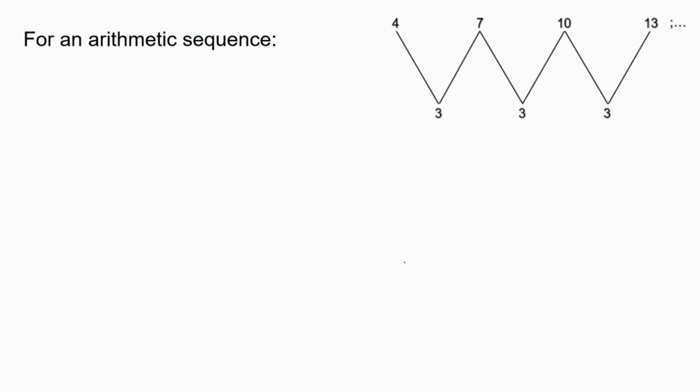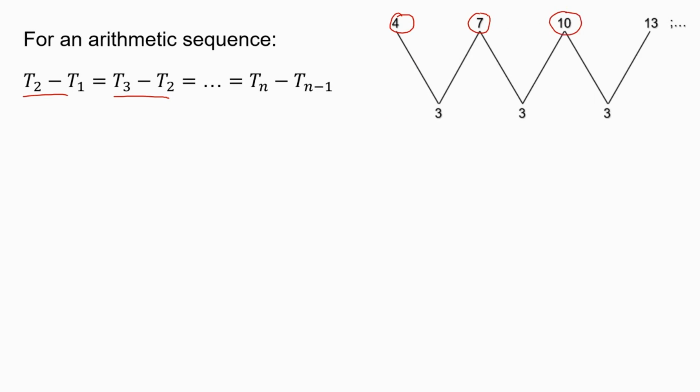For an arithmetic sequence, T2 minus T1 is equal to T3 minus T2. Like here we say 7 minus 4 is equal to 10 minus 7 is equal to 13 minus 10. Okay, so it's T2 minus T1 is equal to T3 minus T2 is equal to T4 minus T3. It goes on like that up to Tn minus Tn minus 1. There's nothing complicated about this.